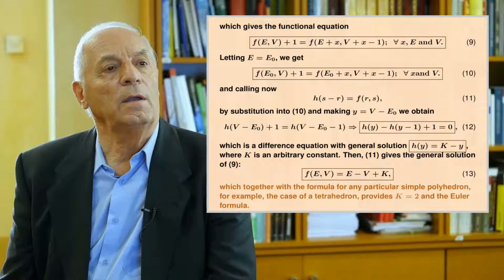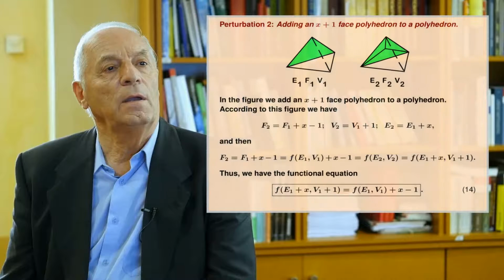Next, replacing this into expression 11 leads to expression 13, which together with the formula for any particular simple polyhedron, for example the case of a tetrahedron, provides K equal to 2, that is the Euler formula. Our perturbation 2 consists of adding an X plus 1 face polyhedron to another polyhedron, as illustrated in the figure.